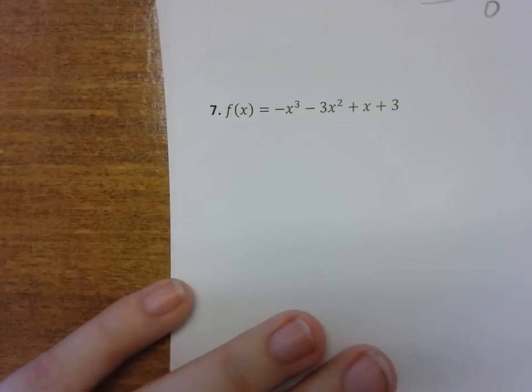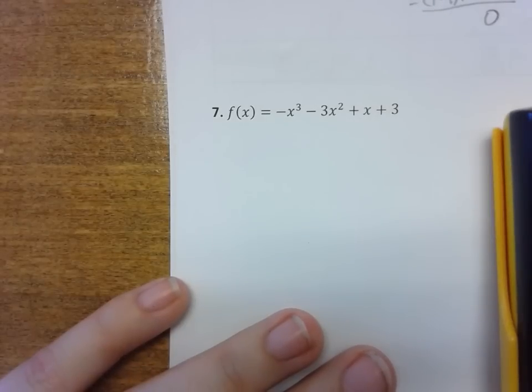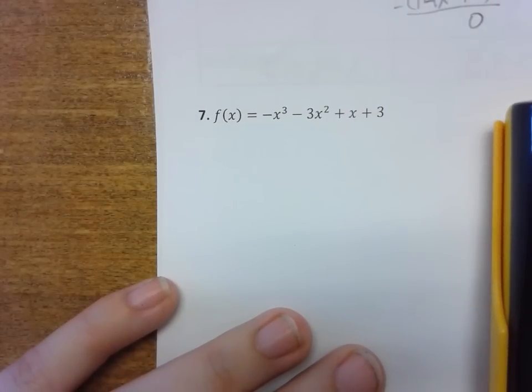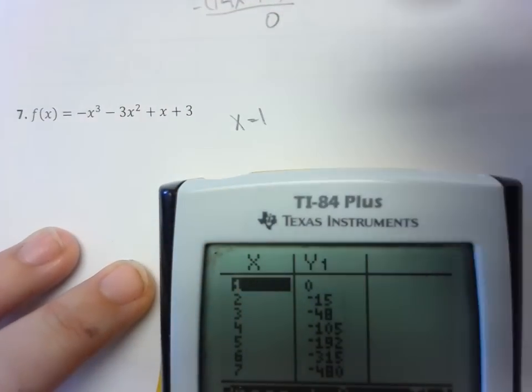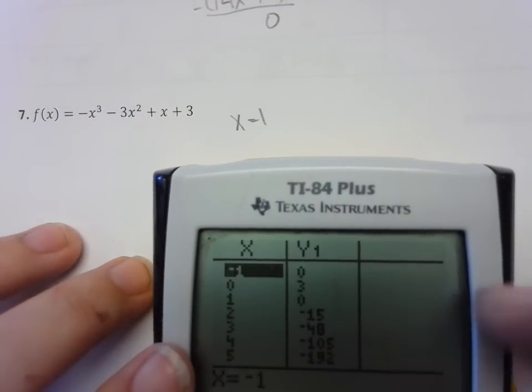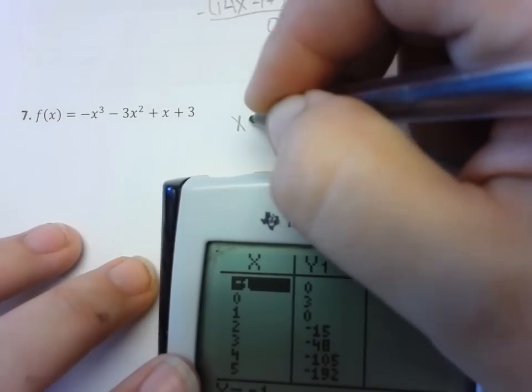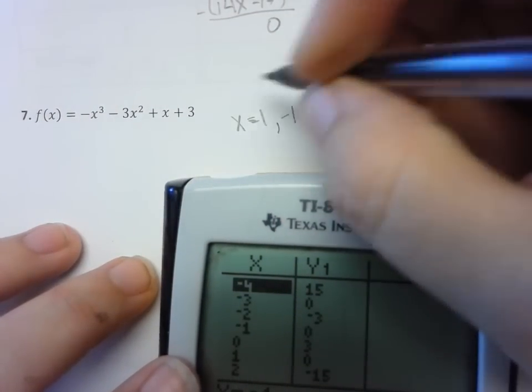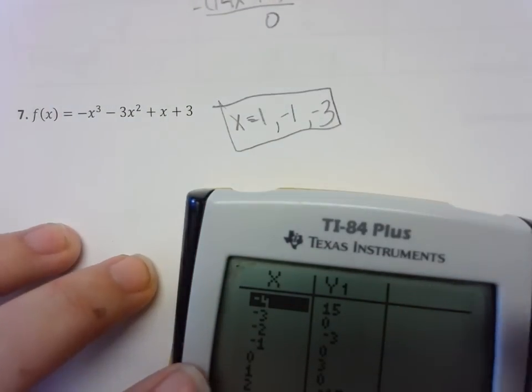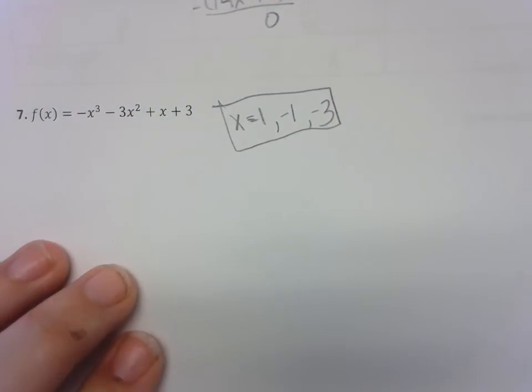All right, number 7. Let's go ahead and put that into the calculator. I see x equals 1. I see x equals negative 1. And negative 3. Jackpot, they're all there. I won't do that on the actual test. Don't get excited. All right, but there's a freebie. All right, finding the intervals.